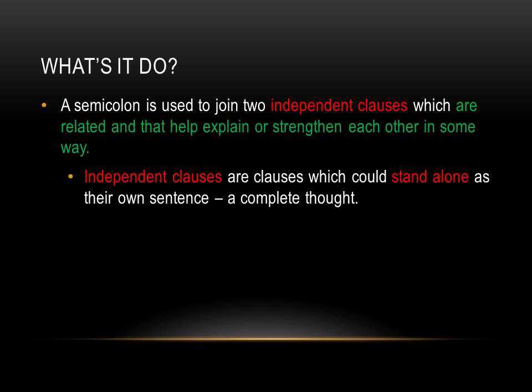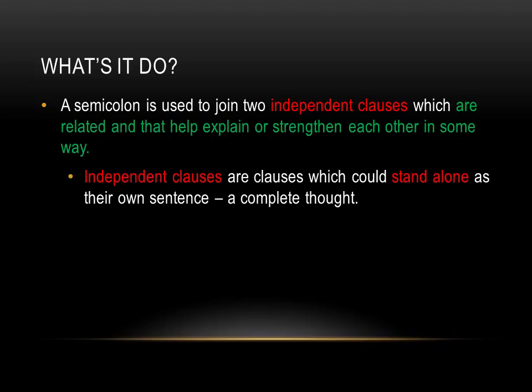First of all, what's it do? A semicolon is used to join 2 independent clauses which are related and that help explain or strengthen each other in some way. That last part is crucial. If they're not related or they don't help explain or strengthen each other, then you don't want to use a semicolon. What's an independent clause?